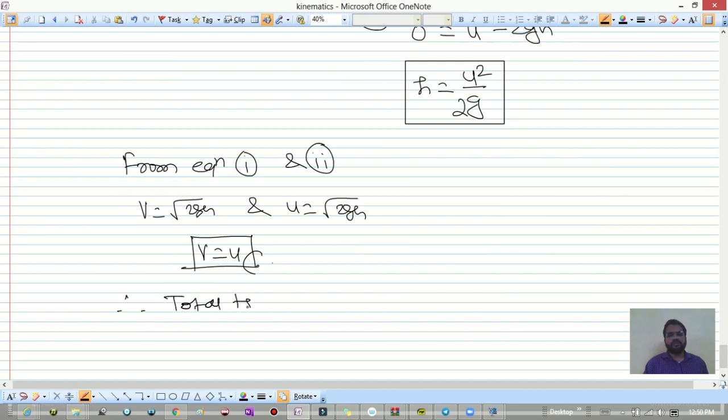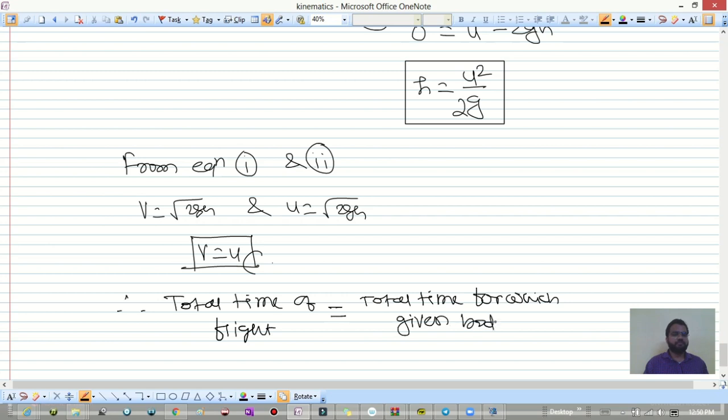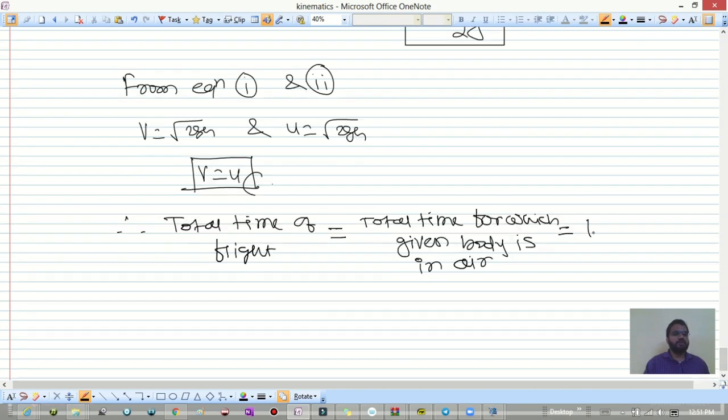Total time of flight, what is time of flight? Total time that body is in the air, that is what the time of flight means. Total time for which a given body is in the air is called the time of flight, and that is equal to what? Time of ascent plus time of descent. And we know that time of ascent is exactly equal to time of descent when we ignore the air resistance.